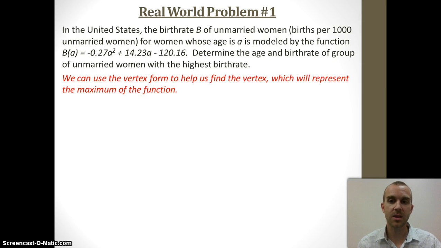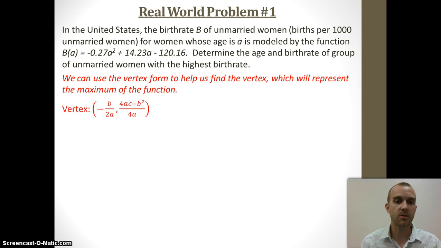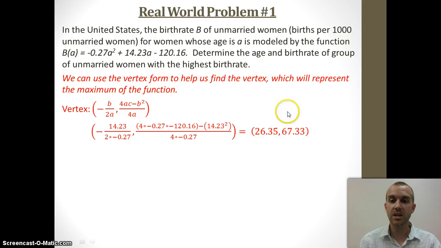Well, if we think about the maximum, it occurs at the vertex, and what we just found is the expression on how we could find the vertex, using negative b over 2a, and then for the y value, 4ac minus b squared all over 4a. If we plug in our a, b, and c from our function, we can then simplify in that we get 26.35 and 67.33.